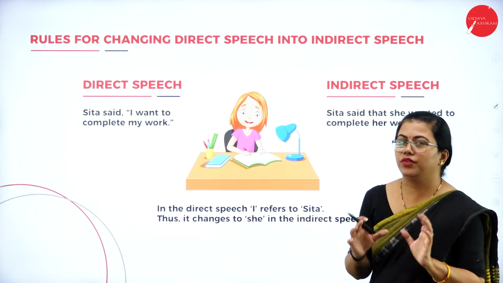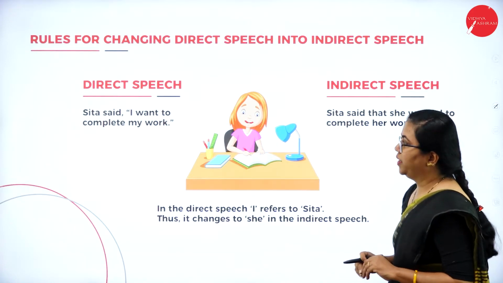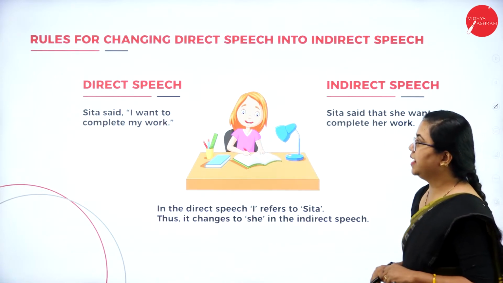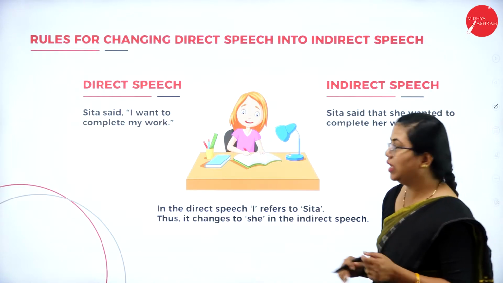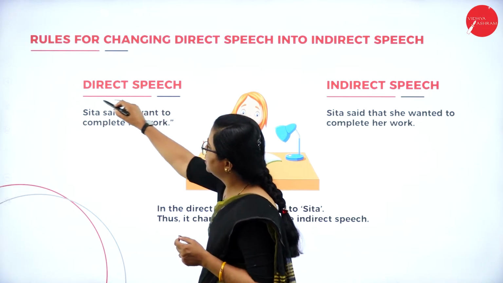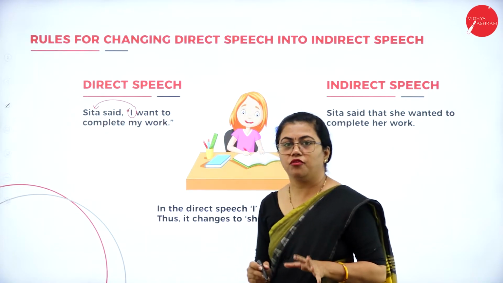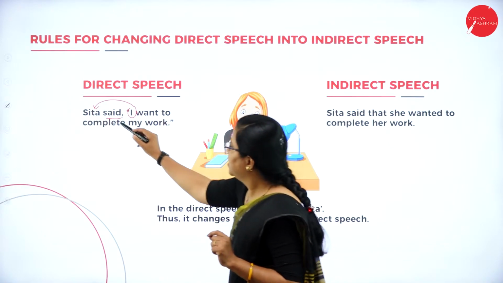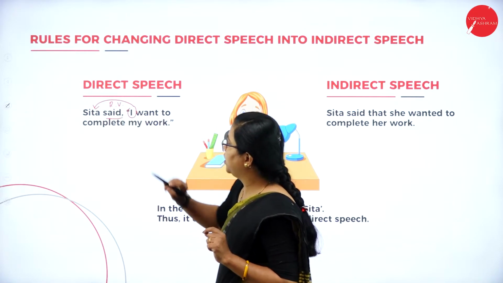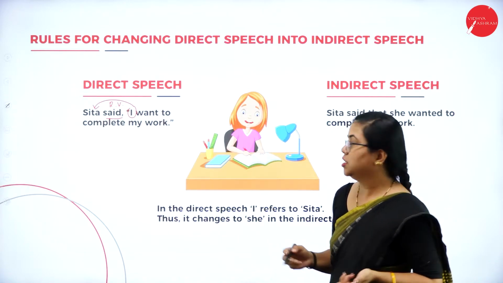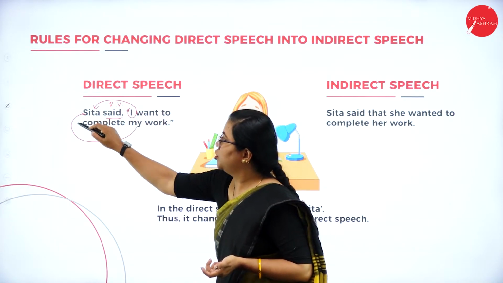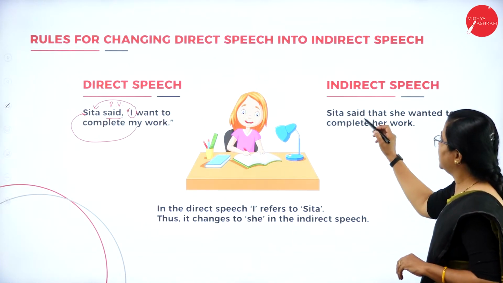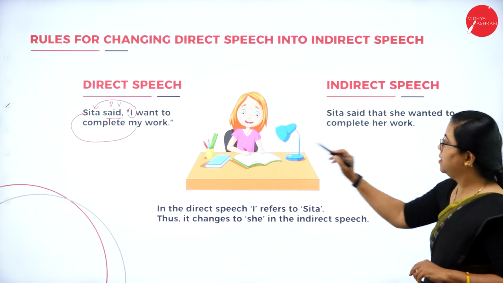Let us understand with a few examples here. You can see over here, there are two dialogues, one direct, the other indirect. Sita said, I want to complete my work. Here, this I refers to Sita, that is the speaker. This is in past tense. Sita said, this is the reporting verb here. Said is the reporting verb. I want to complete my work. So I refers to Sita. My also refers to Sita. Fine. How do you change it to indirect speech? Sita said that. So I am replacing that comma by that.